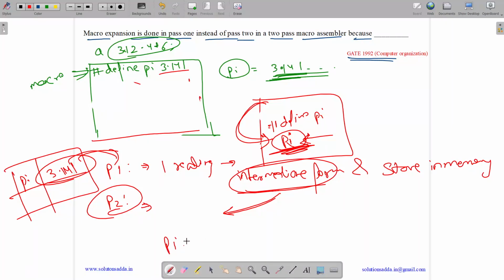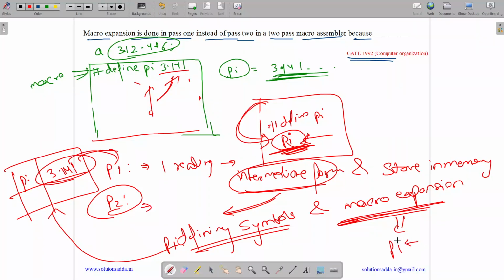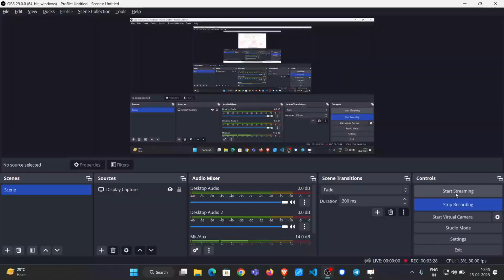So what happens in pass 1? Pass 1 basically does two tasks: defining the symbols and the macro expansion. Because we have a macro and we need to convert it into its equivalent form according to its definition, and it is done in pass 1. It contains defining the symbols in the table and the macro expansion, which means replacing pi with the value 3.141. That is why macro expansion is done in pass 1 instead of pass 2 in a 2-pass macro assembler.